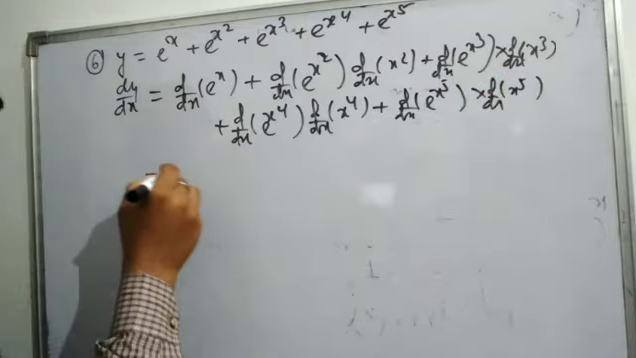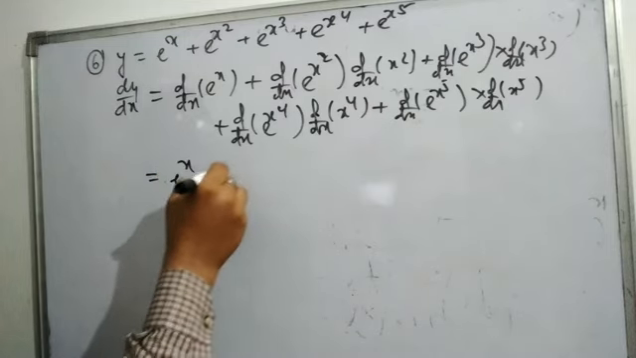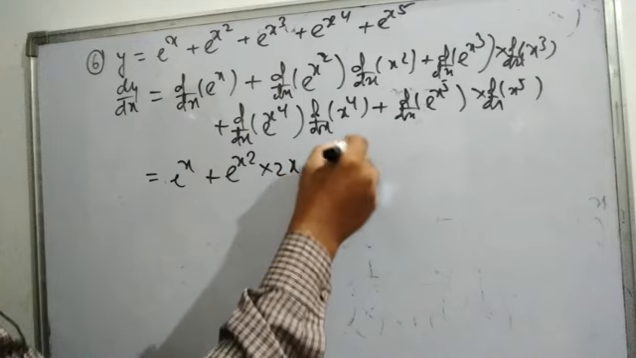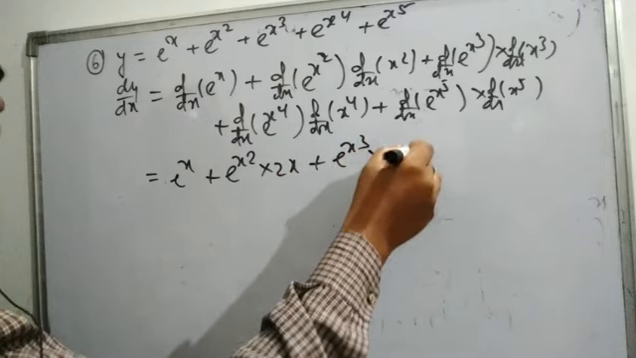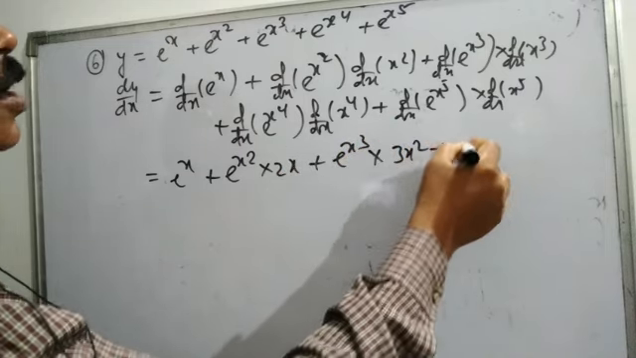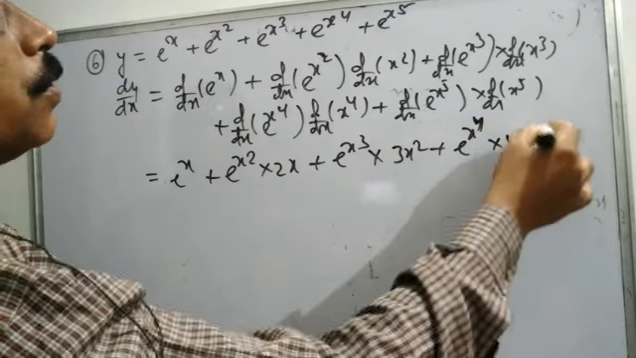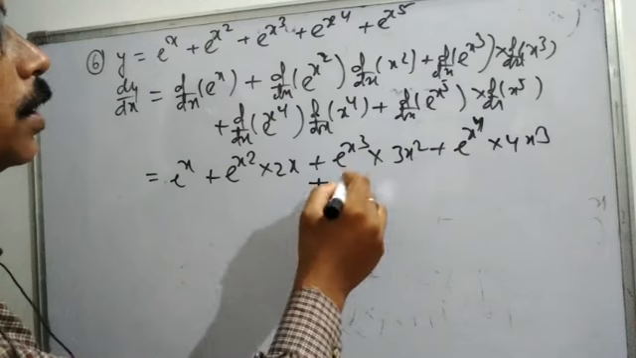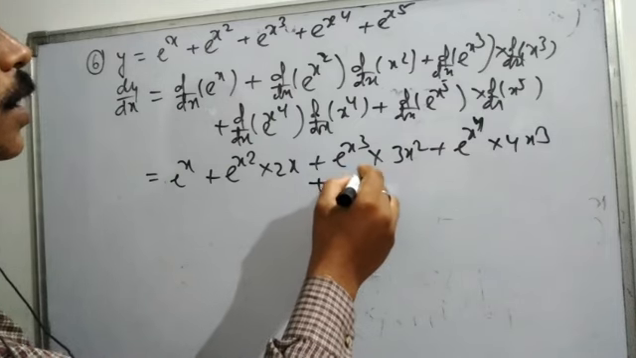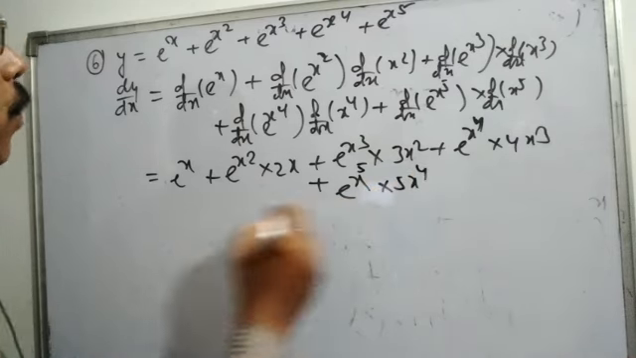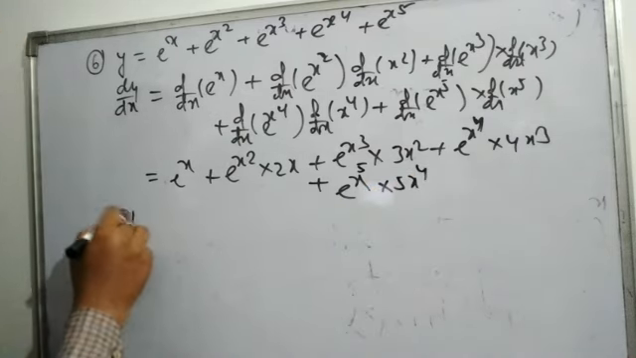The result will be e to the power x, plus e to the power x square into 2x plus e to the power x cube into 3x square plus e to the power x to the 4 into 4x cube plus e to the power x to the 5 into 5 x to the 4. It is the answer. So now question number 7.